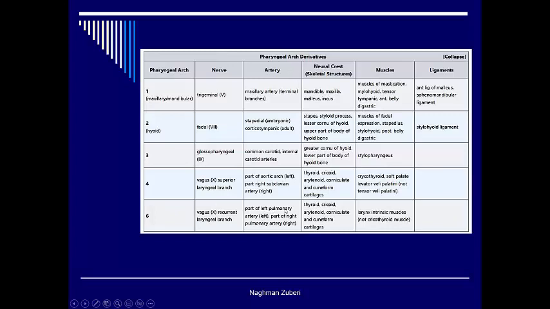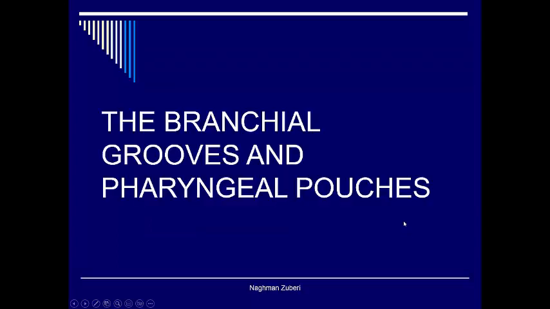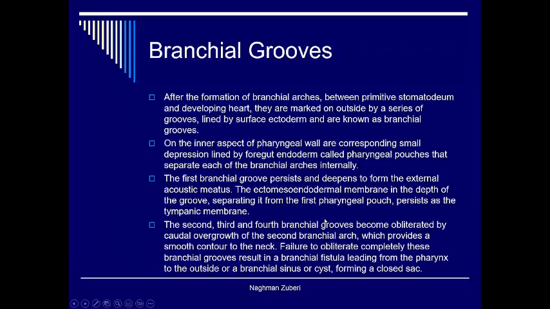Artery, part of the left pulmonary artery on the left side and part of the right pulmonary artery on the right side. The skeletal structures, thyroid, cricoid, arytenoid, corniculate, and cuneiform cartilages and muscles, larynx, intrinsic muscles, not the cricothyroid muscle. The branchial grooves and the pharyngeal pouches.